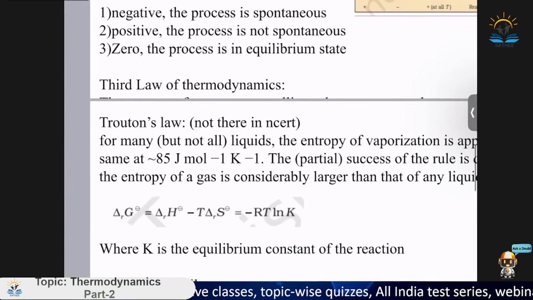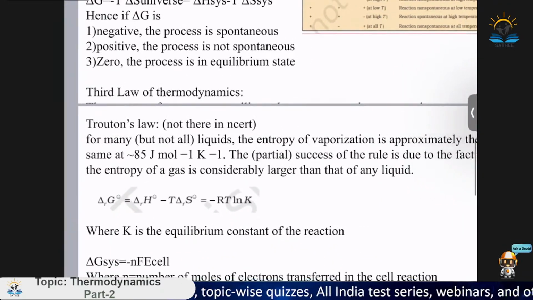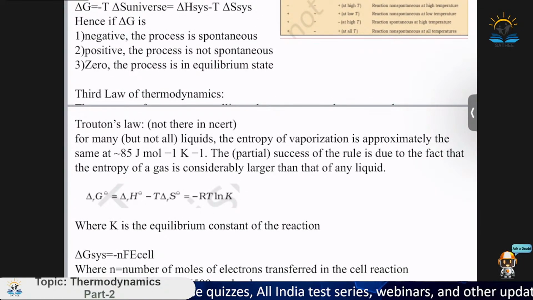The third law is not in NCERT and 90% you can't see this anywhere else. But for many liquids, the entropy of vaporization is approximately the same, which is 85 joule per mole per Kelvin. This is Trouton's rule. Remember the value. It's not applicable for all liquids, but for many it is an observed fact. The reason is that the entropy of a gas is considerably larger than that of any liquid. The values are pretty close. Entropy of liquid values.